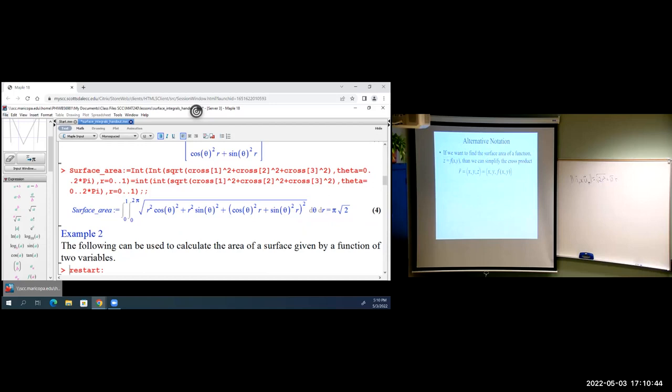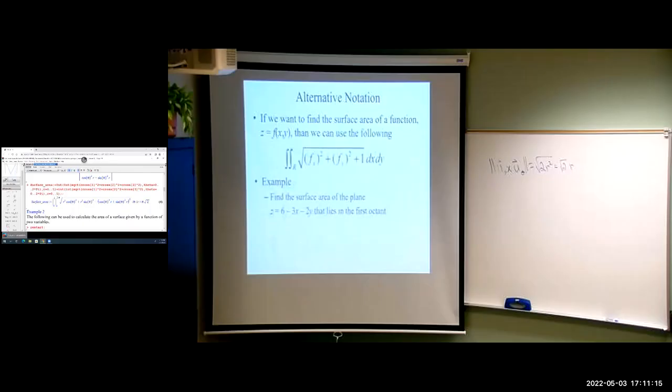Now, we also talked about surface area if our function is given as a function of x and y. So we might have a position vector that's given in terms of x, y, and z, but z is a function of x and y. So we would think of it as x, y, f of x, y. And then doing the cross products, basically we get the following: the square root of f sub x squared plus f sub y squared plus 1. Again, this is something we've seen before.